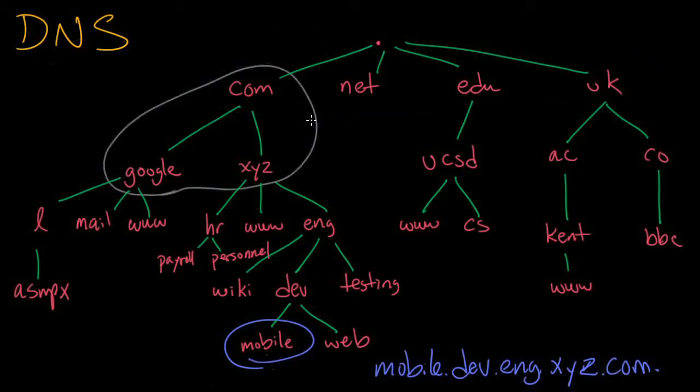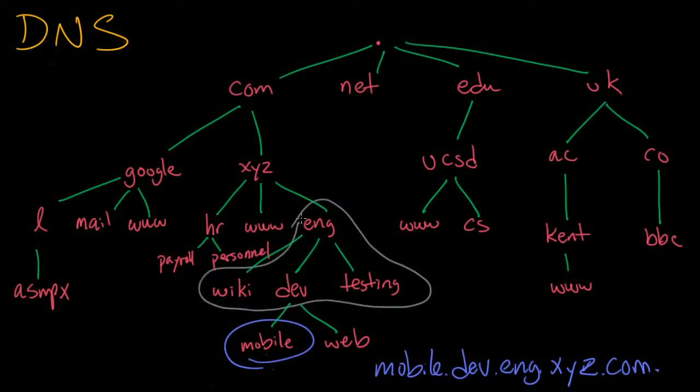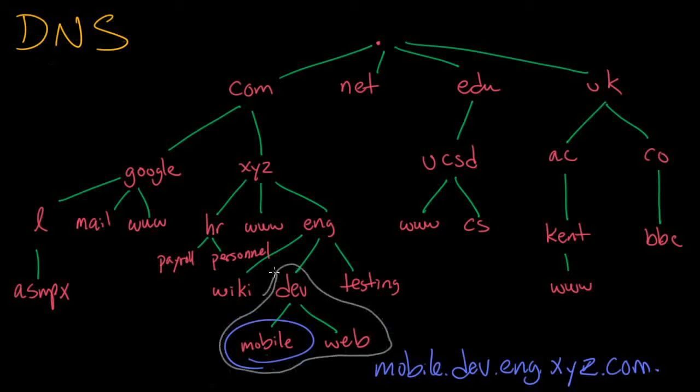The name servers for the com domain look at the query and see that it's going to be going to the xyz.com domain. So it hands off the query to the next zone down. The query now goes to the name servers for the xyz.com zone, and it sees that it needs to go into ENG. So again, the query gets handed down to the eng.xyz.com zone. From there, it goes to the dev.eng.xyz.com zone, and the answer is found right here. This answer is then sent back to whatever computer was issuing the request.